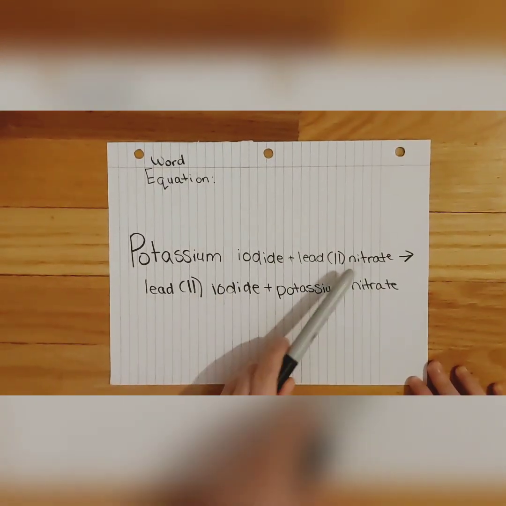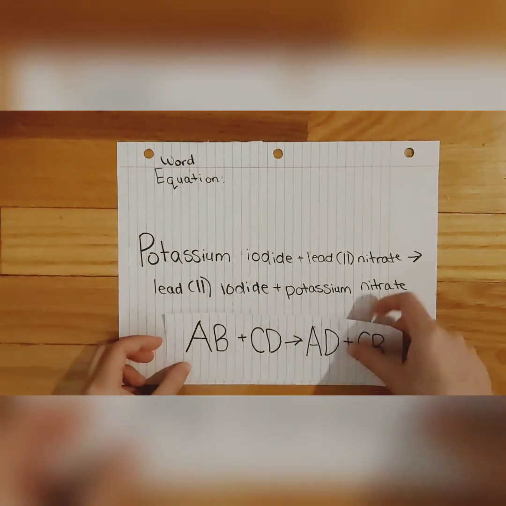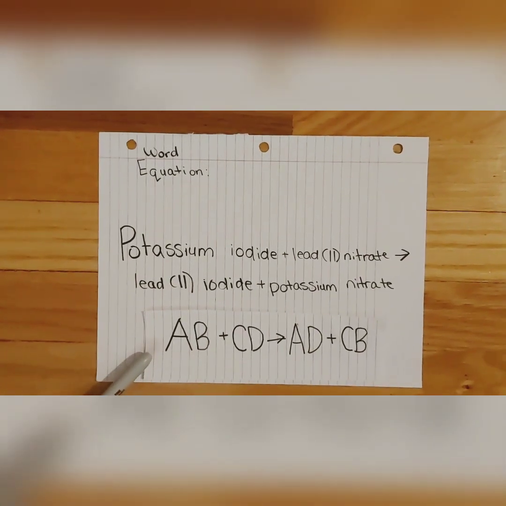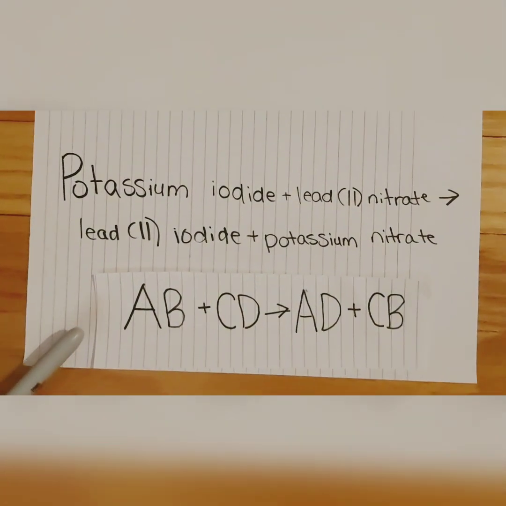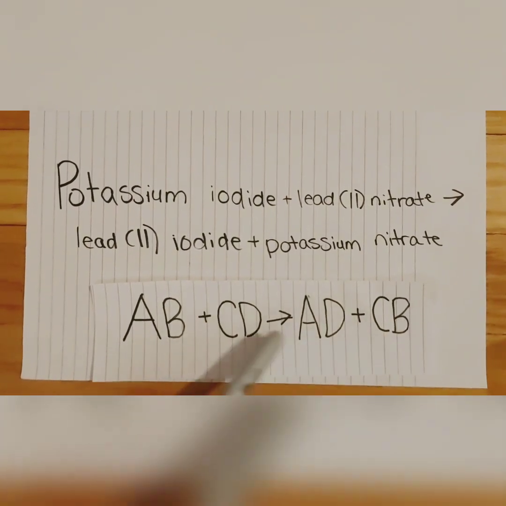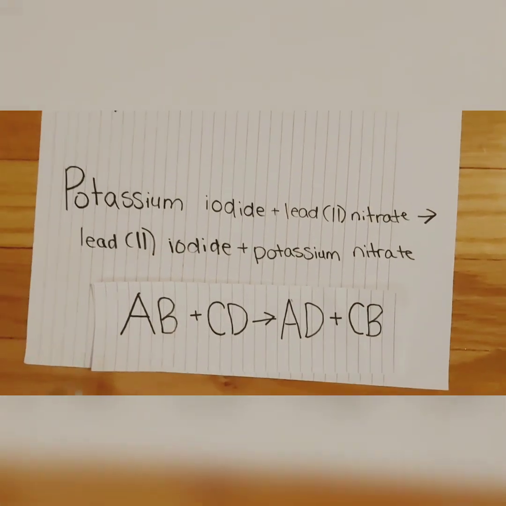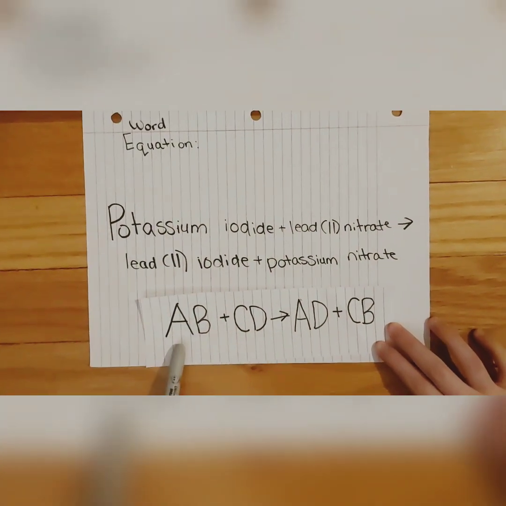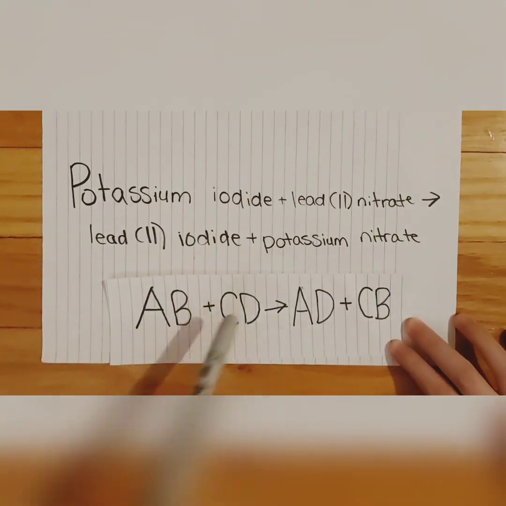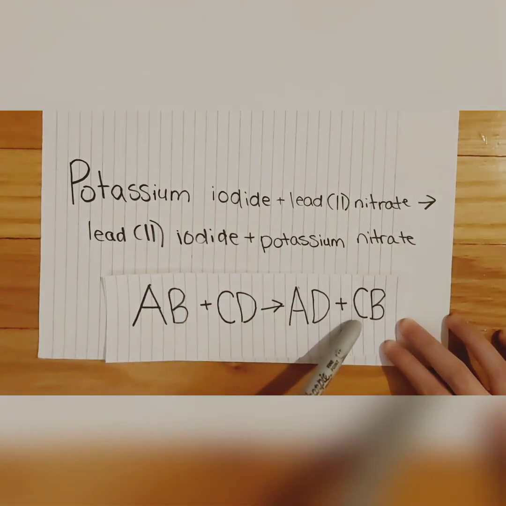This equation, as you can see, is a double displacement. Here I have placed a skeleton equation which represents double displacement with variables rather than elements. In this case, potassium is A, which starts with iodide and switches with lead. Lead is C in this skeleton example. Iodide is B, which switches with nitrate, or D.